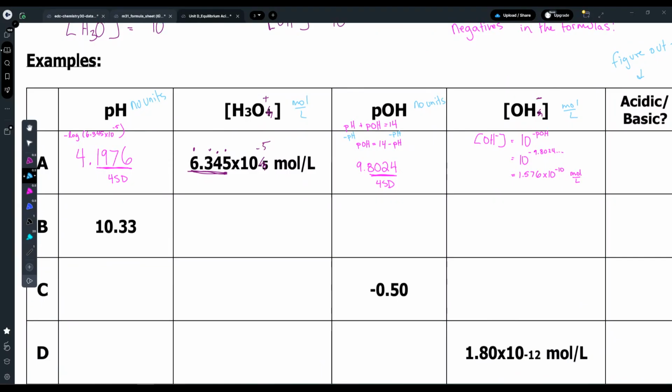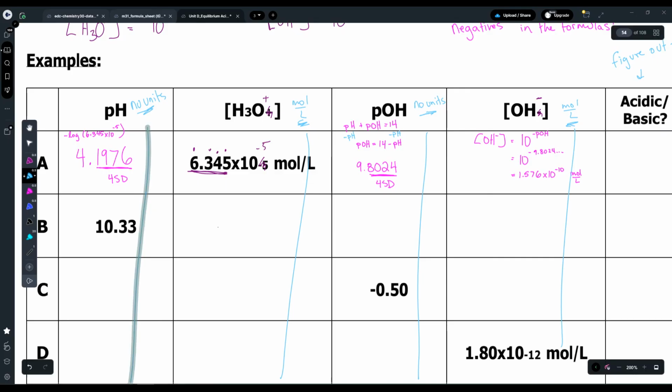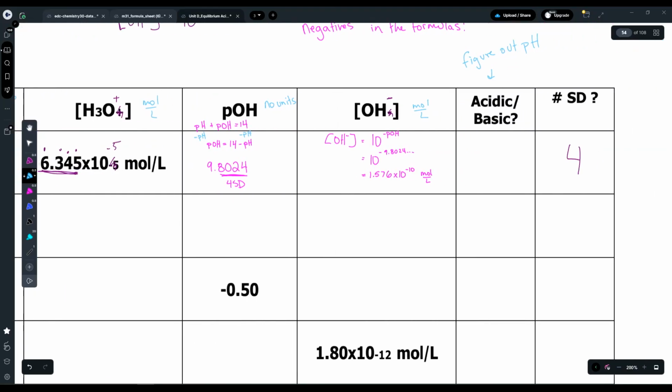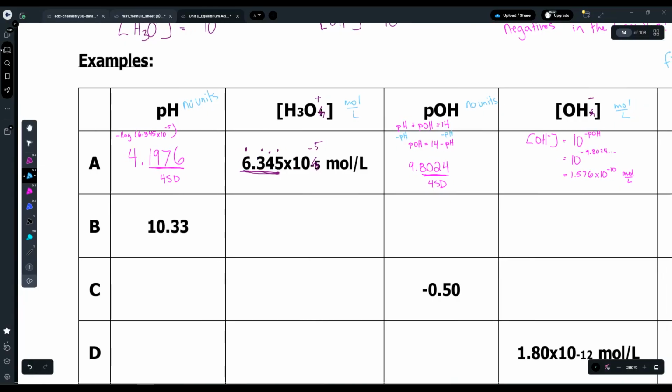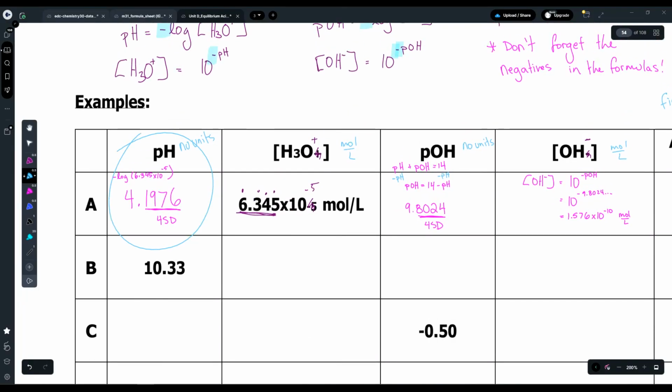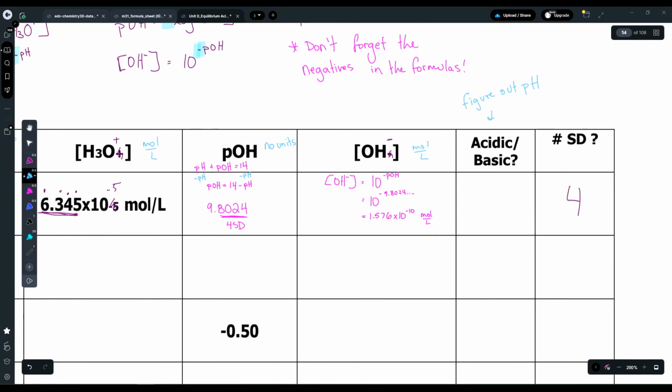Okay, so I'll count what I've written in blue up here, just for counting my units for each of the columns here. Now, is it acidic or basic? The easiest way to figure that out is just to look at pH. So looking at pH, it's 4.1976, so that's below 7, so it's acidic. So I'm going to say A for acidic here.